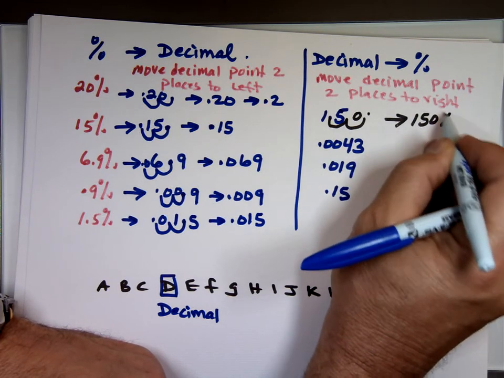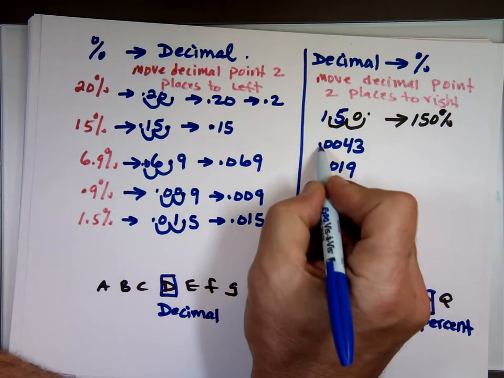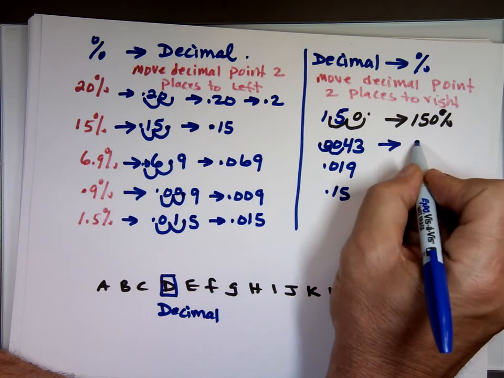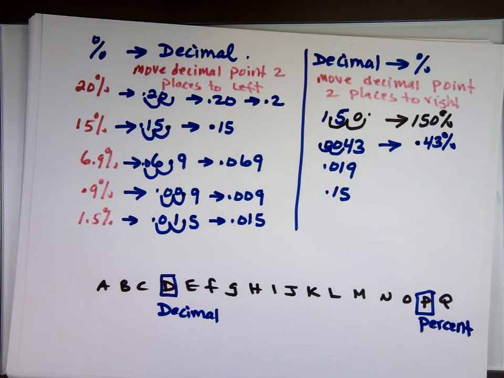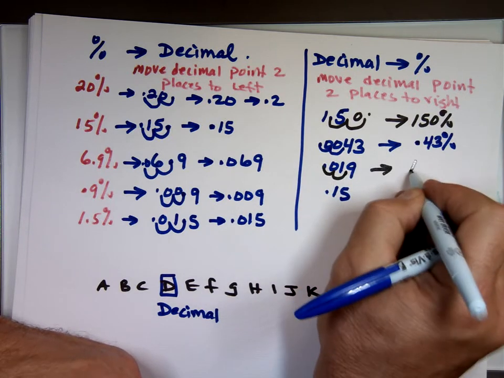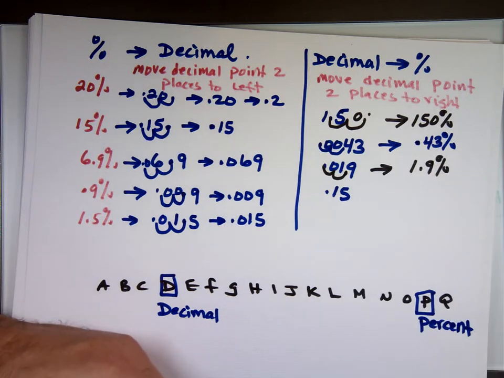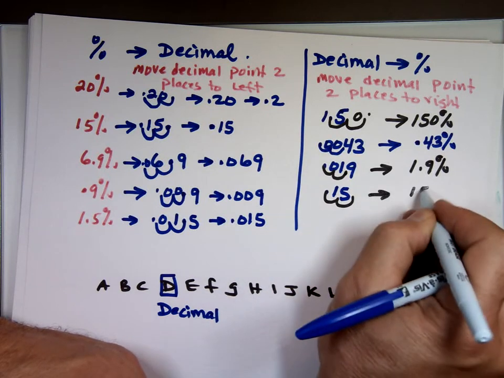150%. Move it 2 places to the right. That becomes what? 0.43%. Move it 2 places to the right. Not 19. 1.9%. 2 places to the right. 15%.